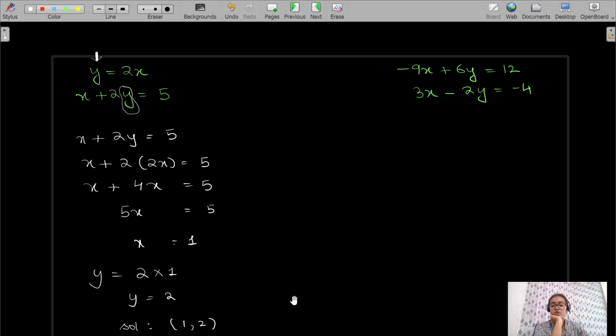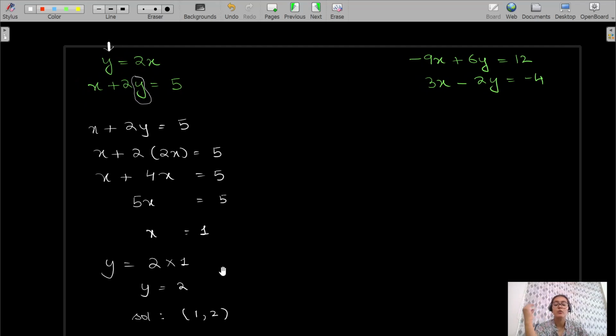And you should also know what we mean when we say that the solution of this system of equations is (1, 2). This means that if you substitute x equals 1 and y equals 2 in either of these two equations, then the equations will become true. That means the left hand side will become equal to the right hand side. You can also verify your solution.